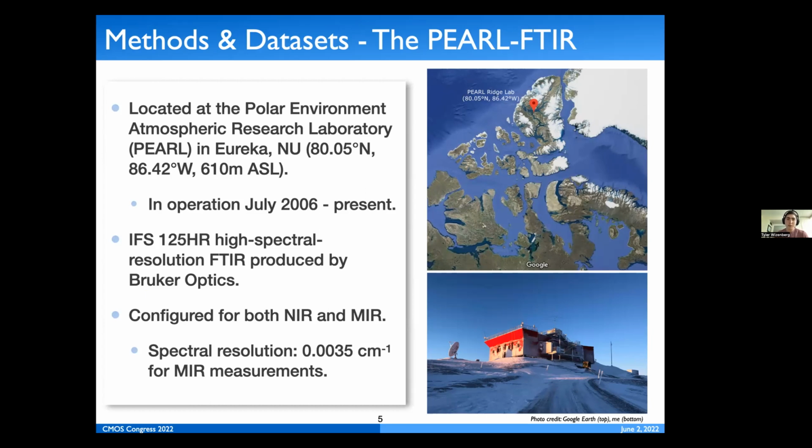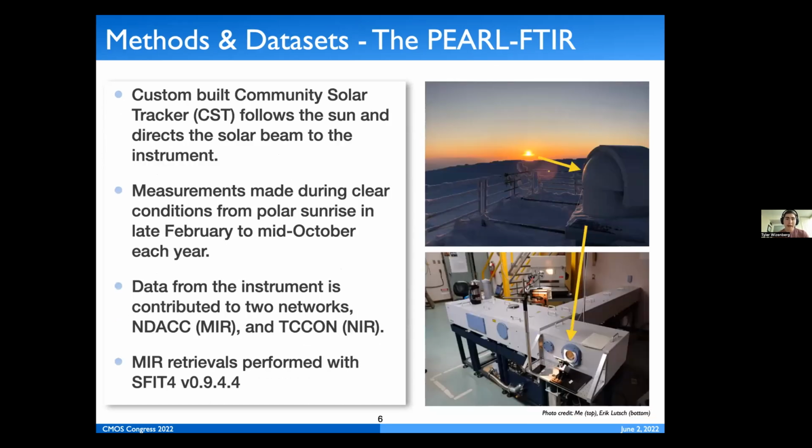It's an IFS 125HR high spectral resolution Fourier transform infrared spectrometer produced by Bruker Optics, and it's configured for both near infrared as well as mid infrared measurements. So we use a custom built community solar tracker, which basically follows the sun and directs the solar beam down to the instrument using a series of mirrors. And we make measurements pretty much during clear conditions from polar sunrise in late February to about mid-October or so each year. The data from our instruments contribute to two main measurement networks, NDACC for our mid-infrared data and TCCON for our near-infrared data. And for the mid-infrared data, our retrievals for all the trace gas species are performed using the SFIT4 retrieval software.